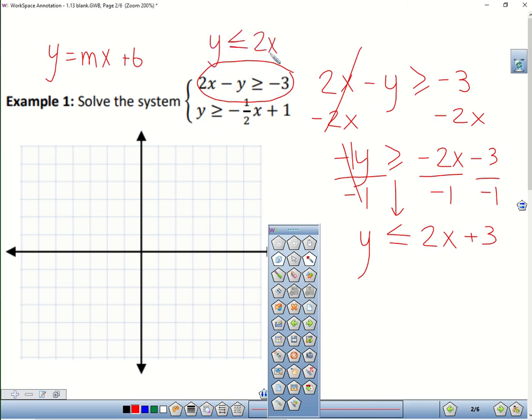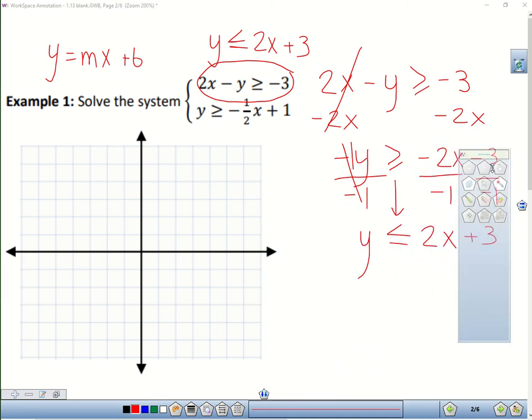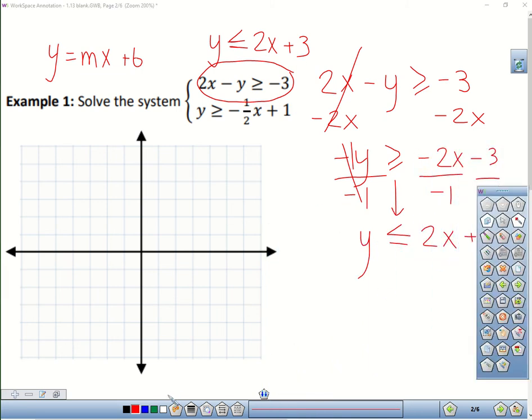in slope-intercept form. So now that I have my inequality in slope-intercept form, I'm now going to graph it. So you graph it the same way as you graph it if it were an equality. So my slope is 2 and my y-intercept is 3. So 1, 2, 3. And I'm going up 1, 2 and over 1. And it's going to look like this.